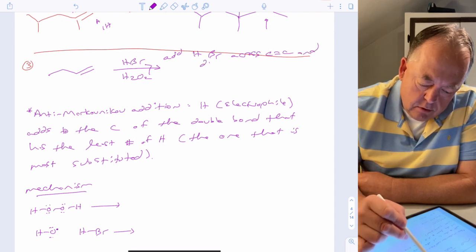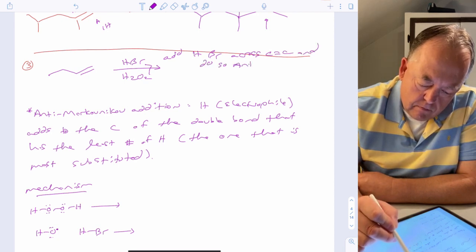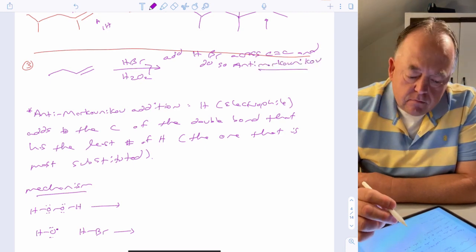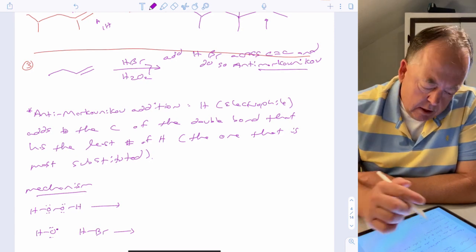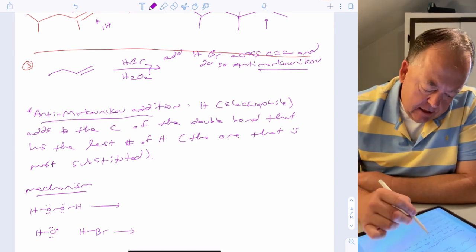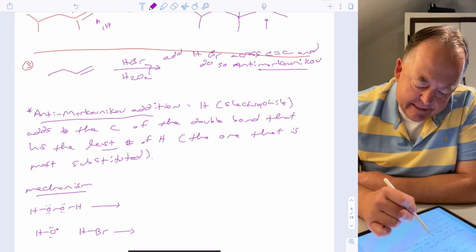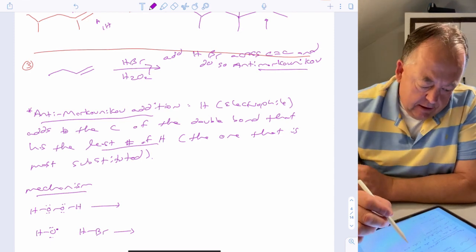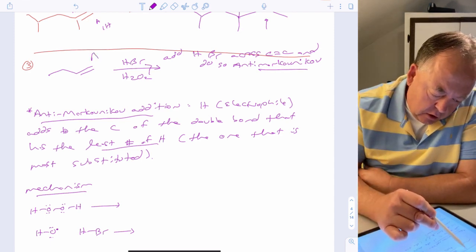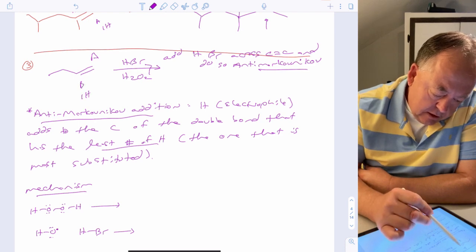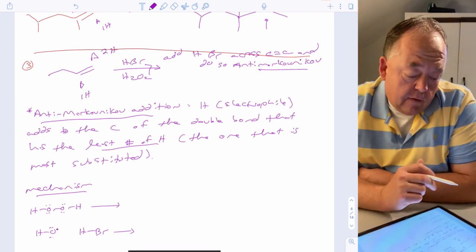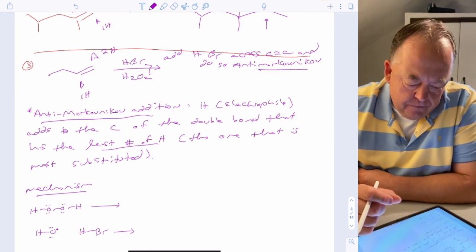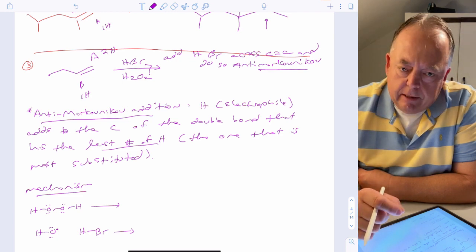and it's going to do so in an anti-Markovnikov reaction, so opposite. If it's anti-Markovnikov, hydrogen is going to add to the carbon of the double bond that has the least number of hydrogens, or the one that's more substituted, that's equivalent. So if I call this carbon A and this carbon B, this has 1 hydrogen, this has 2 hydrogens. Markovnikov's rule would say put the hydrogen on A and the bromine on B, but this is anti-Markovnikov. So you're going to put the hydrogen on B and the bromine on A.